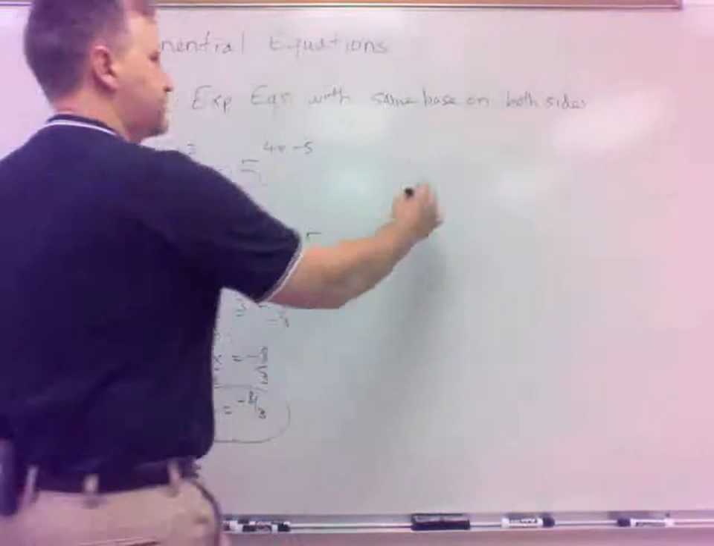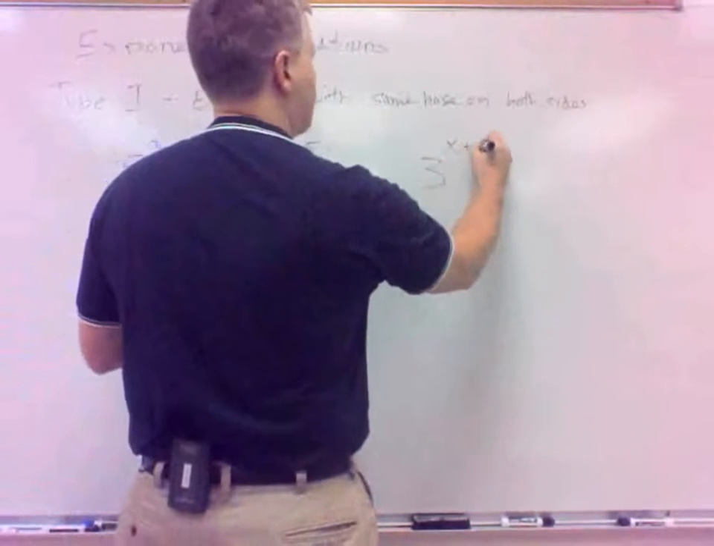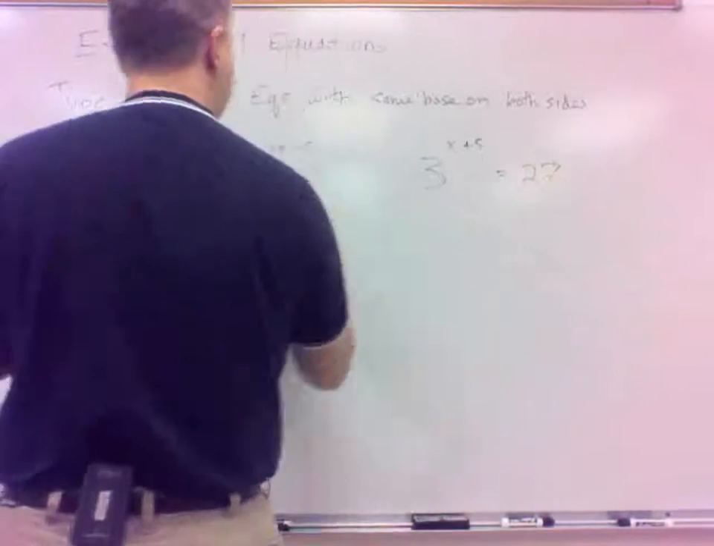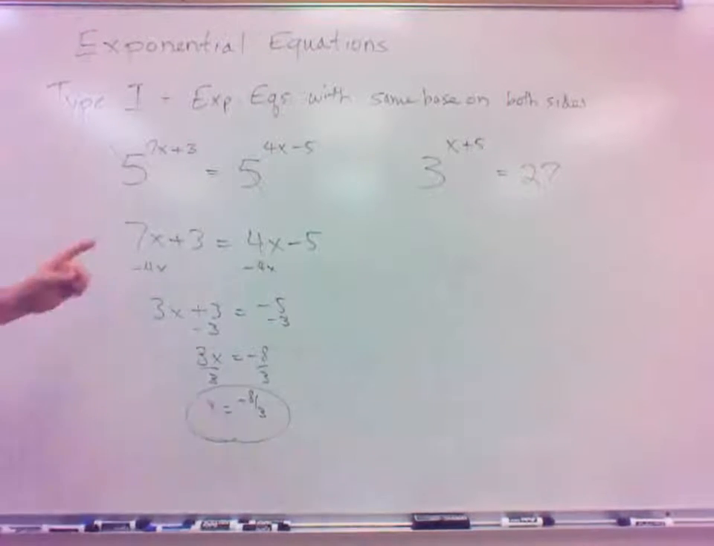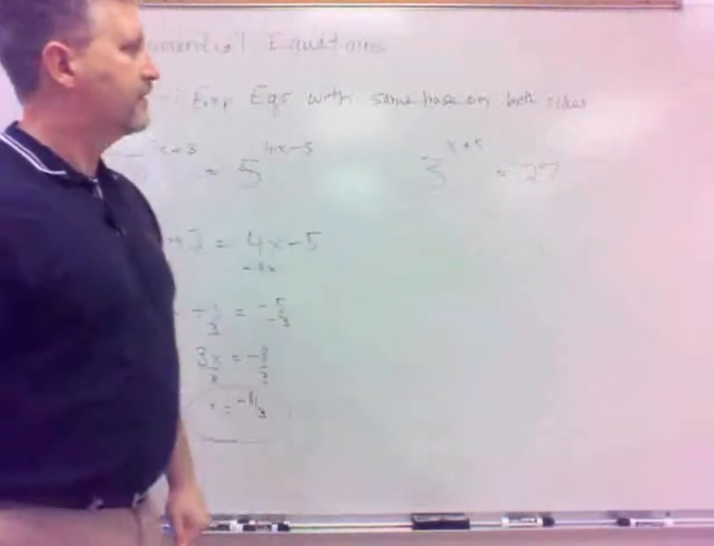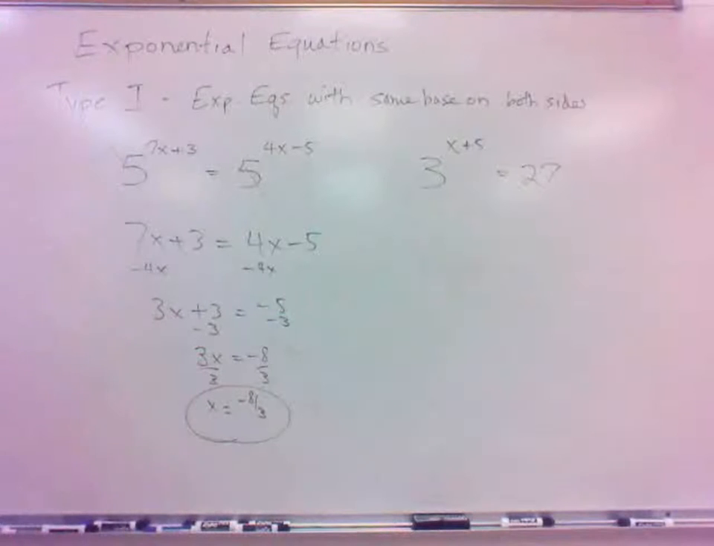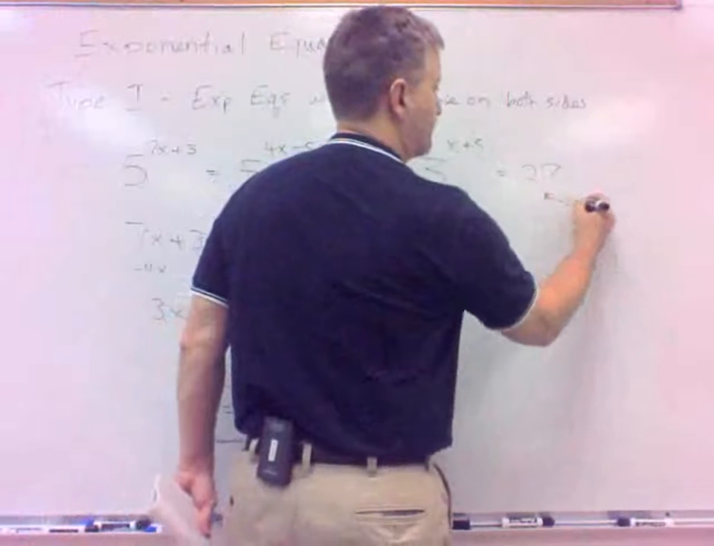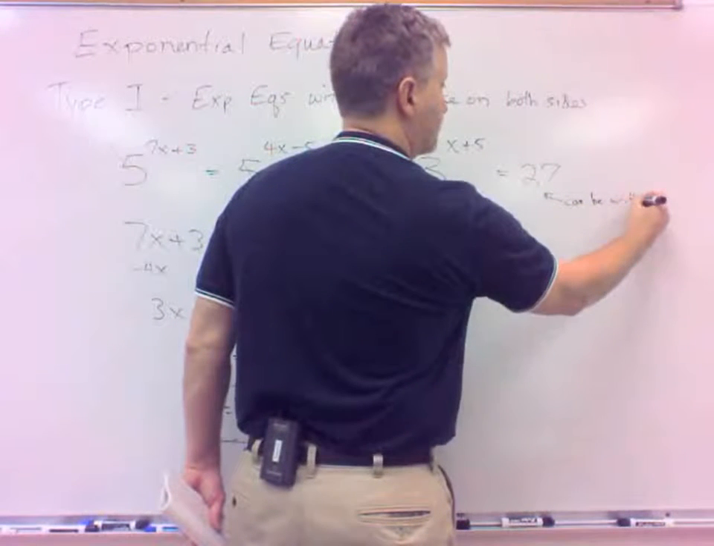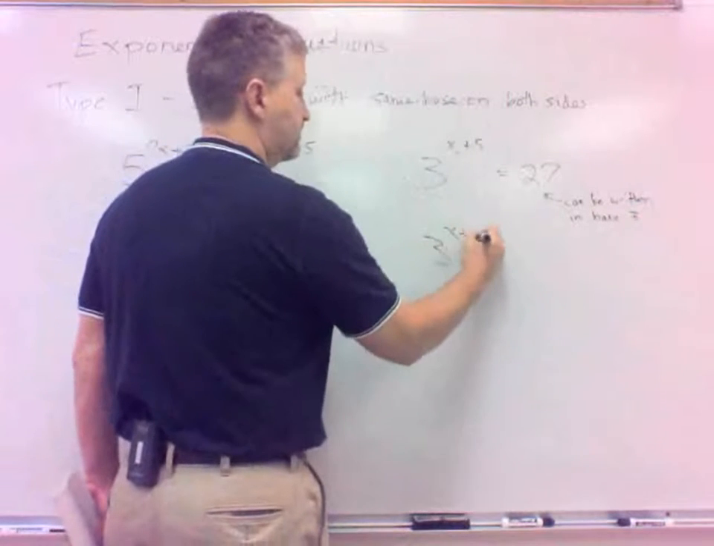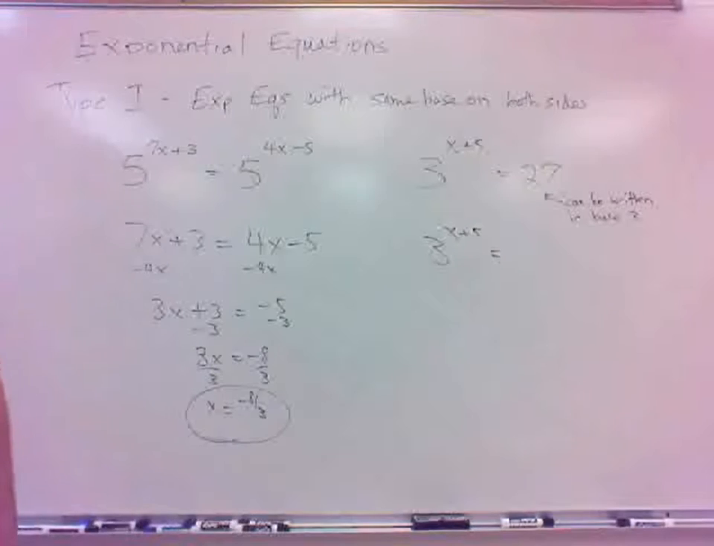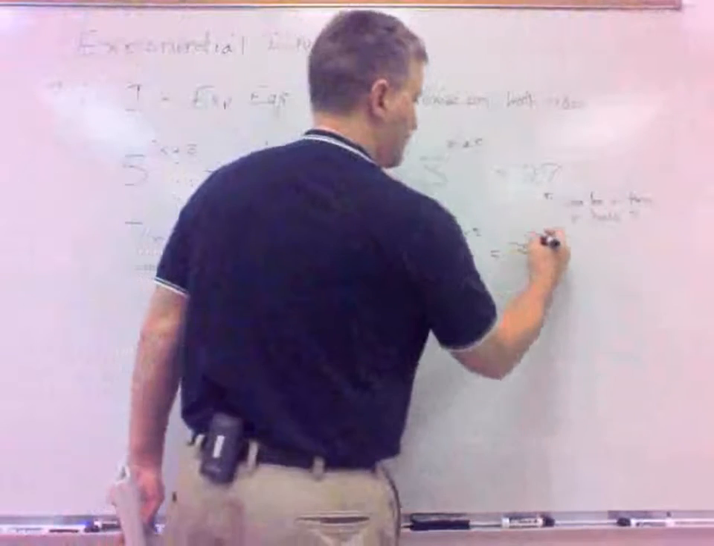Now, this one falls into this category, but I have to do a little bit of adjusting, don't I? Over here on the right side, isn't that a base 3, or can I write that in base 3? Yeah, I can write 27 in base 3. How can I write 27 in base 3? This would be 3 to the x plus 5, but 27, isn't that 3 to the 3rd power? Well, wouldn't that be helpful here?